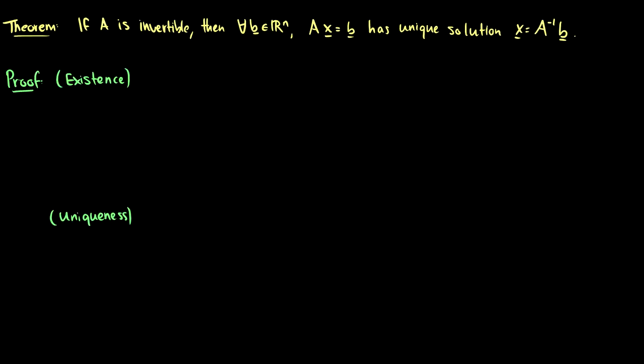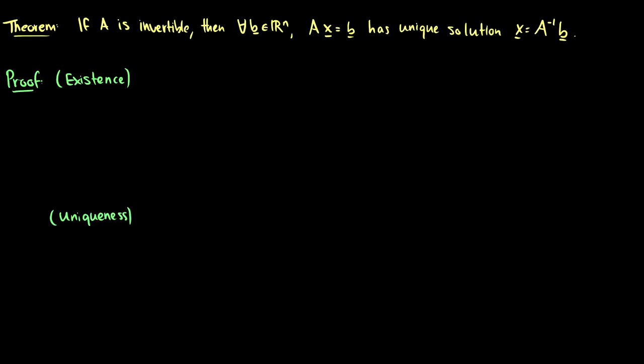In this video, we're going to solve some augmented systems with inverses, and then we're going to prove some properties of inverses. So first we have a theorem, we're going to prove it, and then we'll do a computational example with it. So if A is invertible, then for all vectors B in R^n, AX equals B has the unique solution x equals A inverse B.